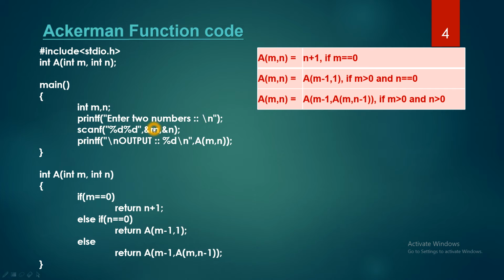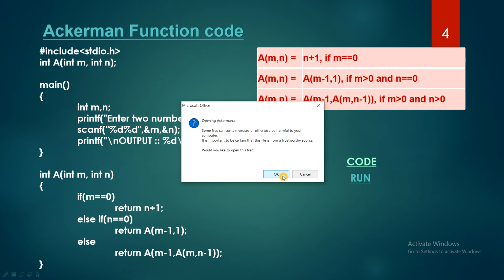Now you have to call this function from main. So give the values of m and n to the user. Here it is 1 and 2 in your case, and call the function. See, I am calling the function from here and getting the result. So this is the code for Ackermann.